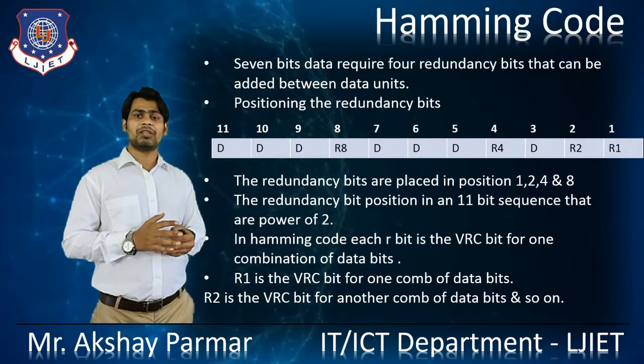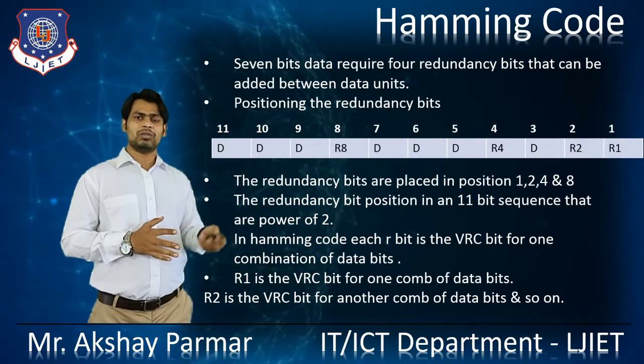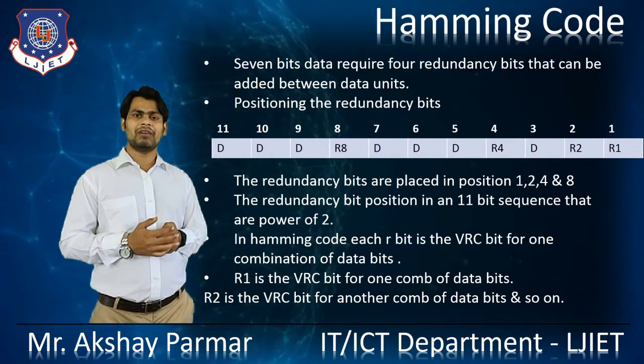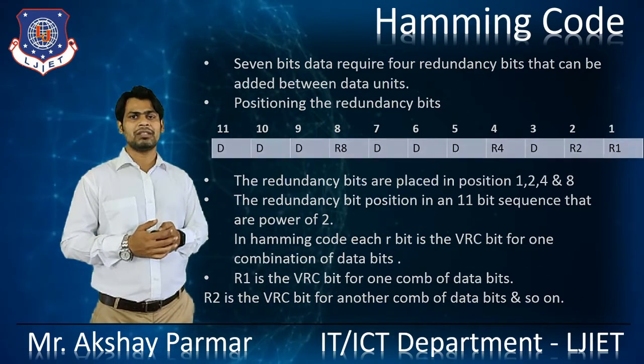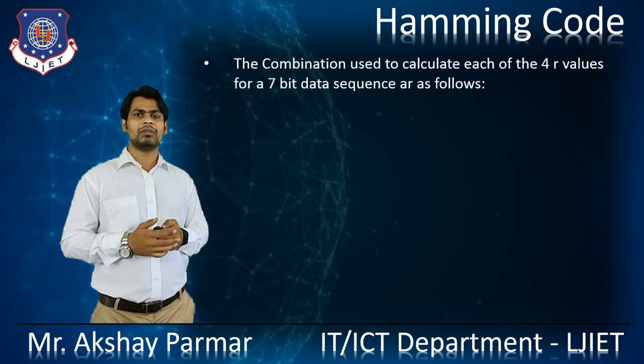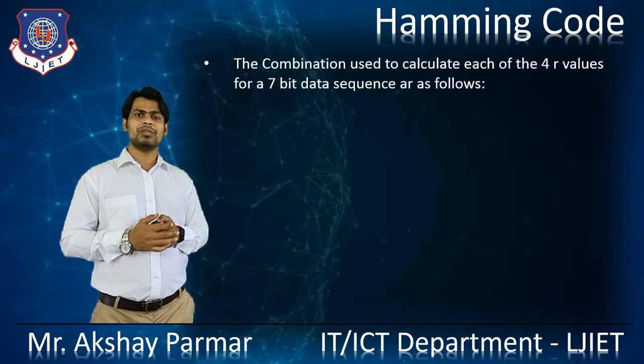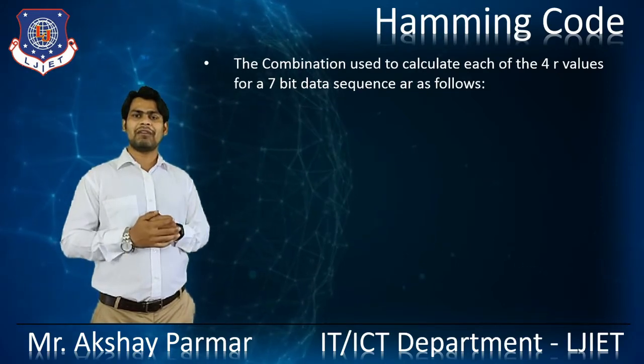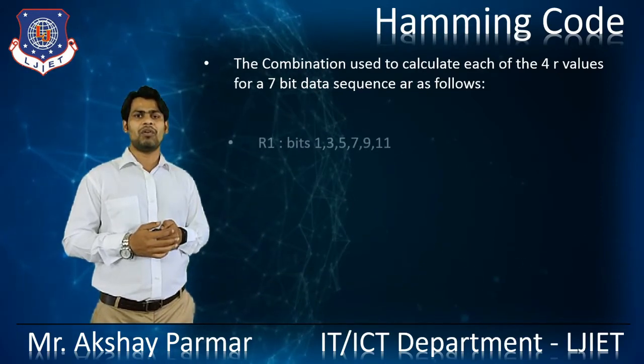R4 is another combination of the VRC data bits, and so on, right? So the redundant bit is the VRC of a combination of the data bits. Let's see how it works. The combination used to calculate each of the 4 R values for the 7-bit data sequence is as follows.